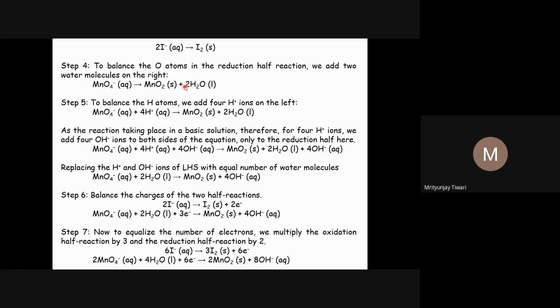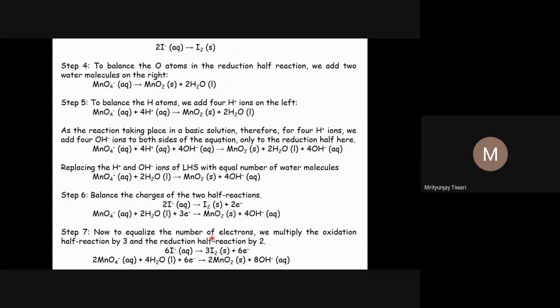To balance oxygen atoms in the reduction half, we add 2 water molecules on the right hand side. Why do we add 2 water molecules? If you look at this reaction, there are 4 oxygen atoms on the left hand side and 2 oxygen atoms on the right hand side. So what is the excess? Oxygen atoms are in excess on the left hand side, and the excess number is 2. So to balance that, we need to add 2 water molecules, because each water molecule contains 1 oxygen atom. So MnO4 minus gives MnO2 plus 2 water molecules, which we add to balance oxygen atoms.